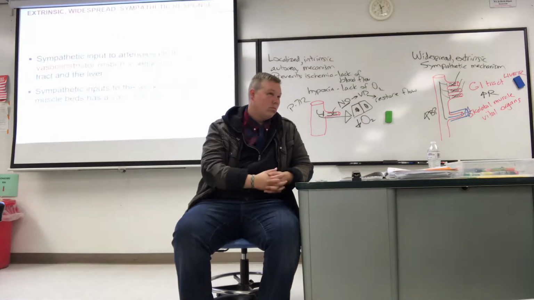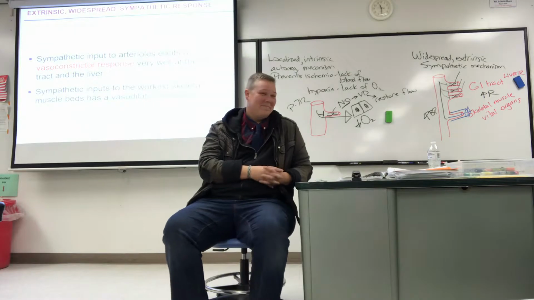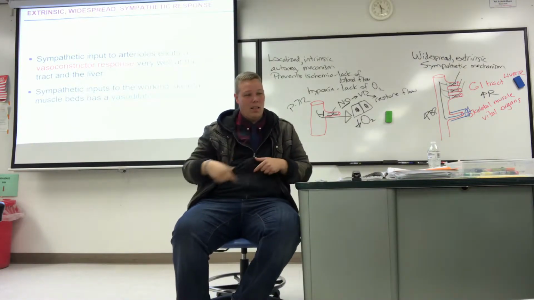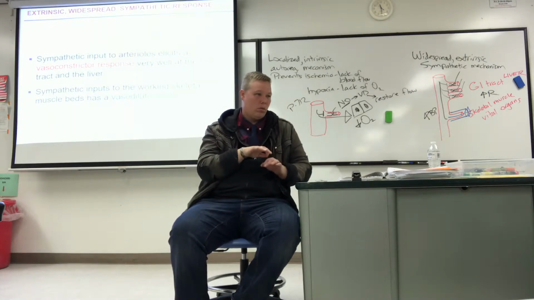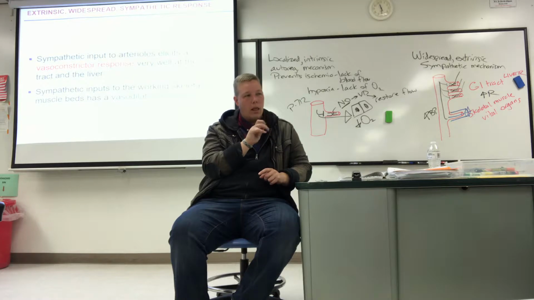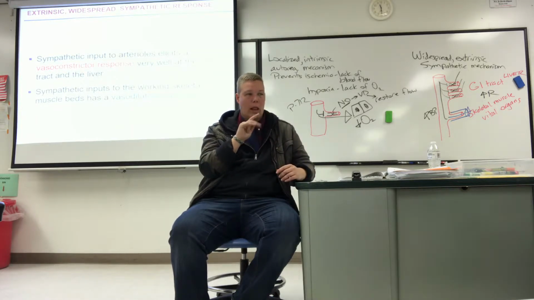So to sum up, the sympathetic input to arterioles elicits a vasoconstrictor response very well with the GI tract and liver. Sympathetic input to working muscle beds, that's a smaller group, it's more of a vasodilator response. Like you're shunting the blood to where you need it. Overall, you see a jump in blood pressure. So that's how the arterioles respond.